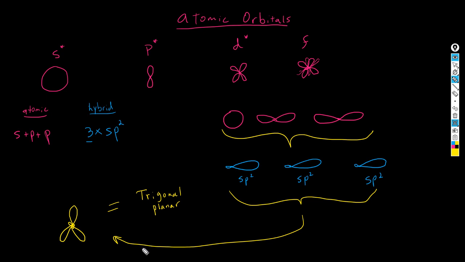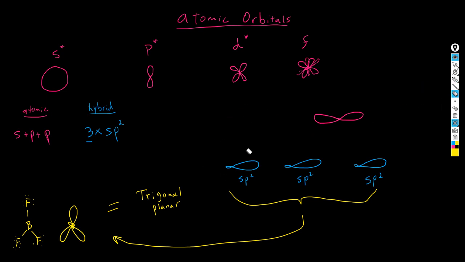So anytime you have a trigonal planar molecule, such as BF3, any trigonal planar molecule will have those bonds created from hybrid orbitals that the boron, in this case, or whatever the central atom is, created. So any trigonal planar shape will have sp2 hybridization because that's what's needed to create those shapes.